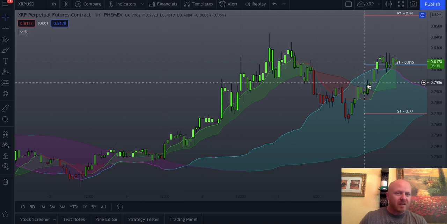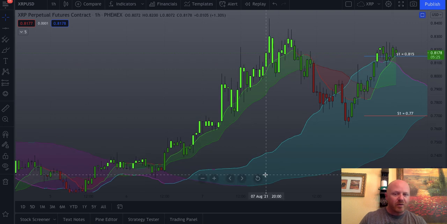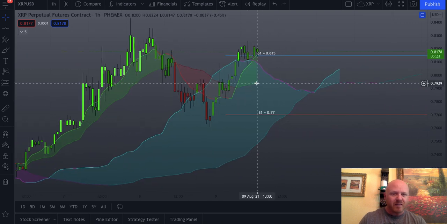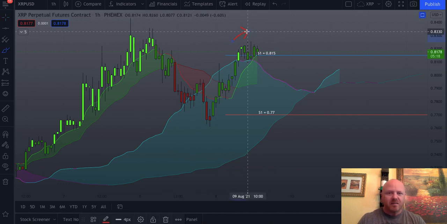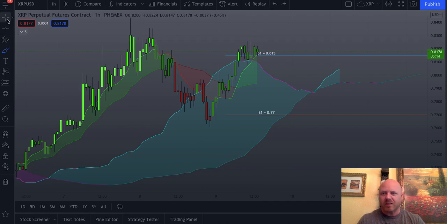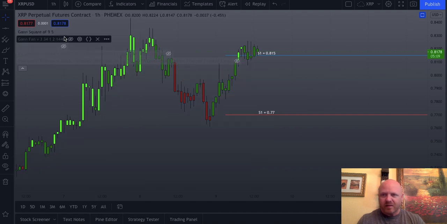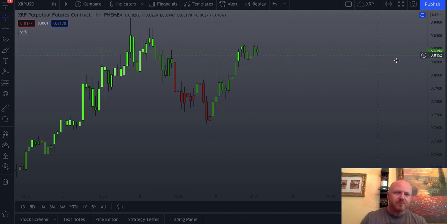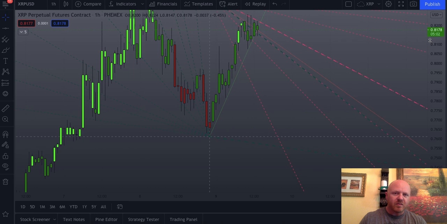XRP, just like the previous two alts, you fell into the support cloud, you climbed out of it, you're above the moving averages, and you're above the support cloud, and you're printing a similar pattern, right? That double top looking pattern. So you have that pattern right there. You'll probably see this a lot clearer on the 4-hour, but let's do our studies first. So we see that with Ichi. Let's take that off. Let's look at the GAN fan. I'm sure the channel is going to be similar. Yeah, these are all tracking very similar.